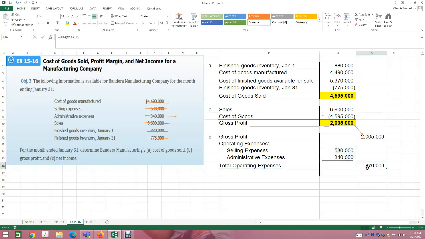$870,000. Now, because these are expenses, this is money that we had to spend, I'm going to put a minus sign. These are my expenses. I paid out money. So I had a profit of positive $2,005,000. I spent $870,000 in my operating expenses. So now you have to compare. You're going to subtract your operating expenses from your gross profit, and that will give you your net income.